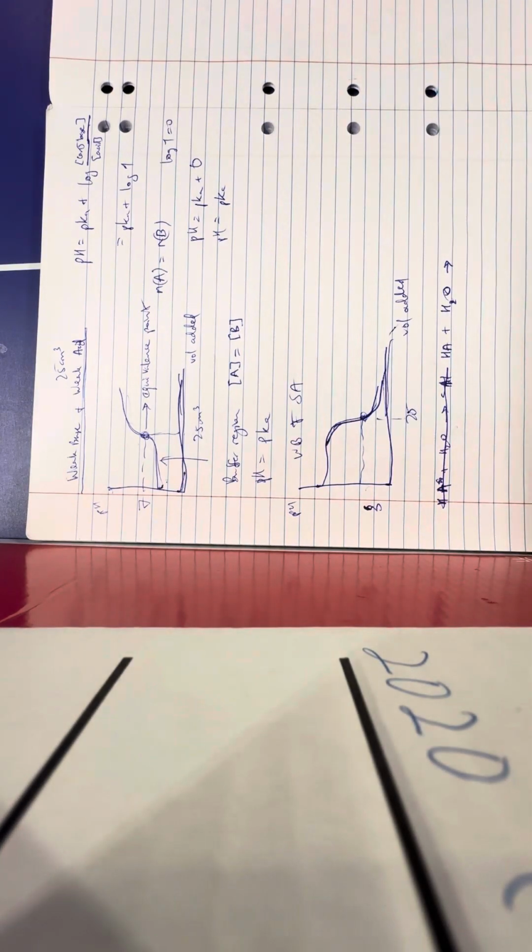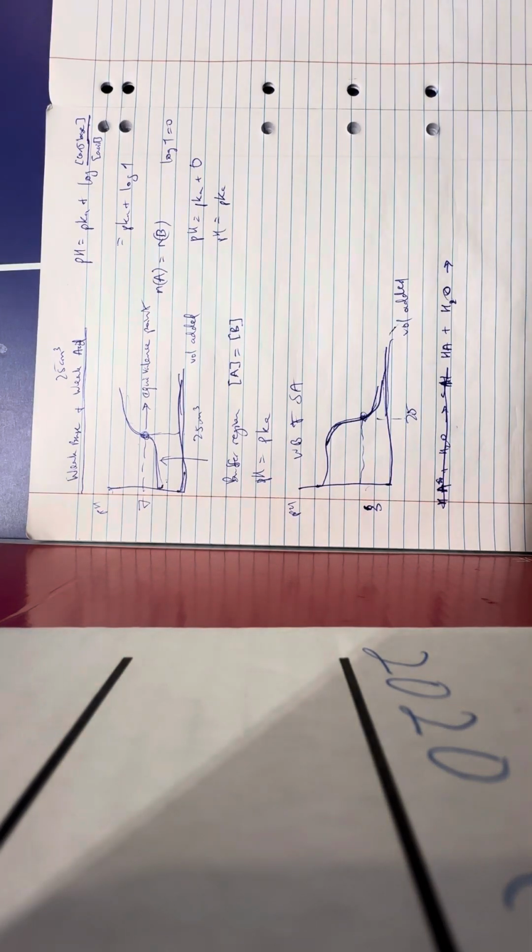Therefore, log of conjugate base over acid will be log 1, and log 1 is 0. So pH is equal to pKa plus 0. So pH will be equal to pKa.